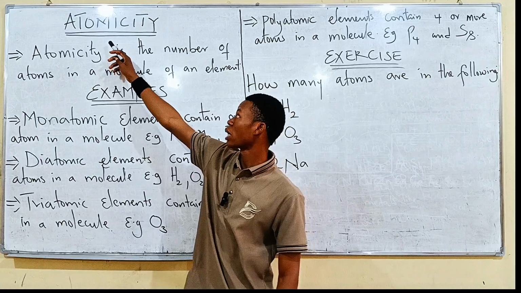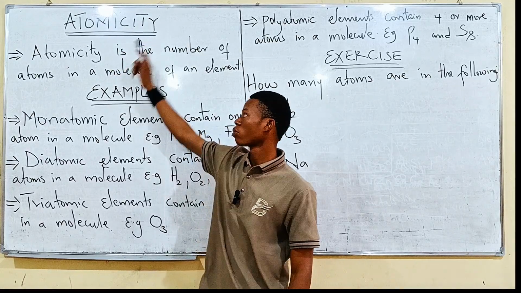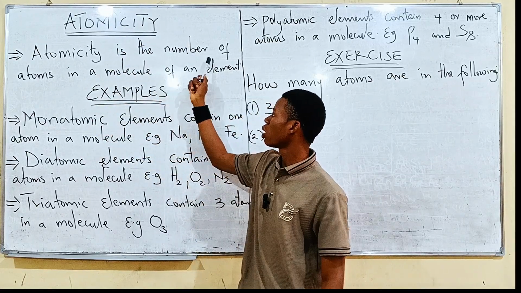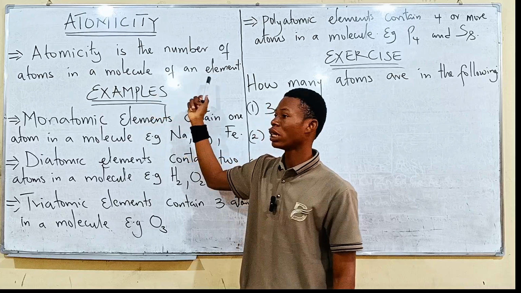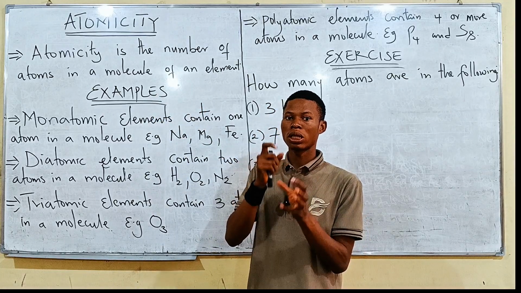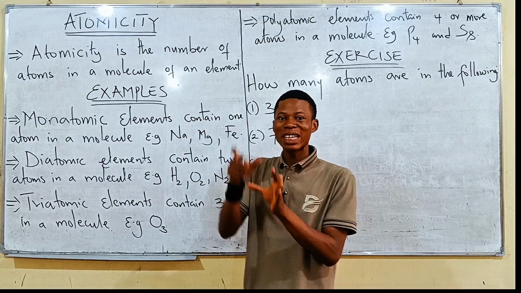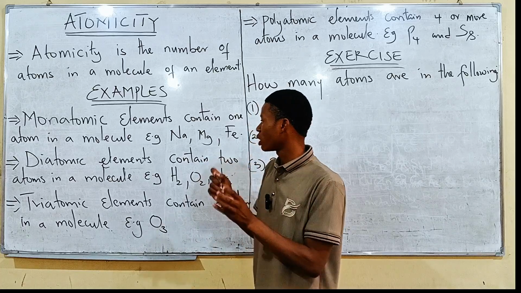We're going to be looking at atomicity. Now, atomicity is the number of atoms in a molecule of an element. So the number of atoms in the molecule of an element is called the atomicity of that element.